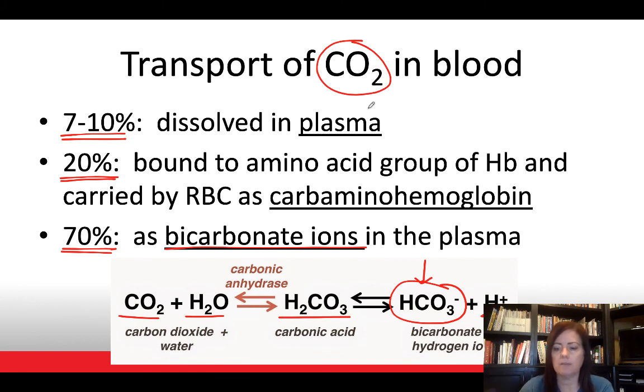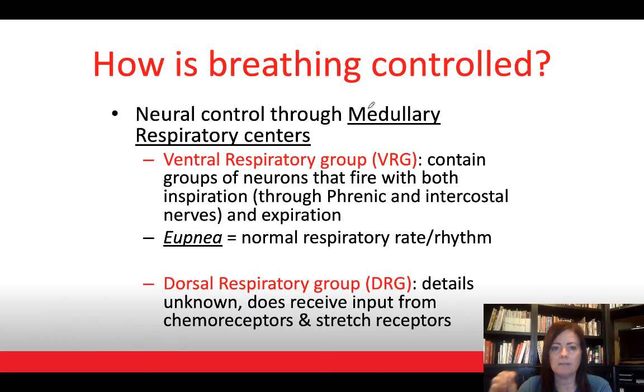Okay, so that's carbon dioxide. And then the last thing that I want to mention here, and I think this is going to wrap up our respiratory system, is I just want you to know the big picture. How is breathing controlled? How does our body control rate of respiration, like how frequently we breathe and how deep we breathe? And we do that through the medulla.